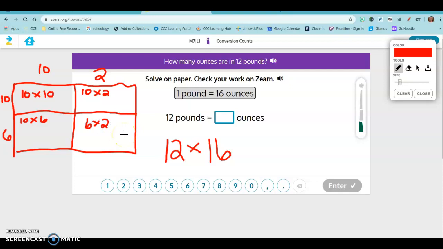All right, so after you figure out what you're multiplying, you have to go back and multiply all these numbers. You'll do 10 times 10, you'll do 10 times 2, 10 times 6, 6 times 2, and then you have to add all of your answers together, and then that will be how many ounces are in 12 pounds.